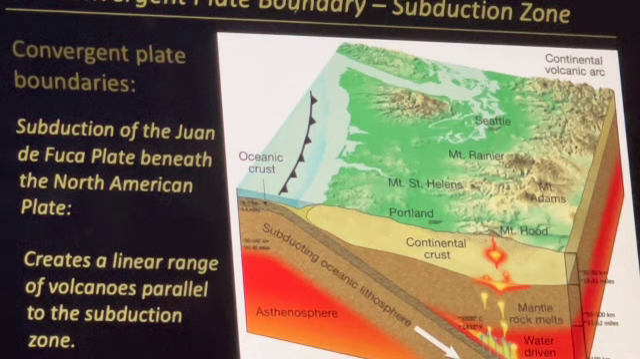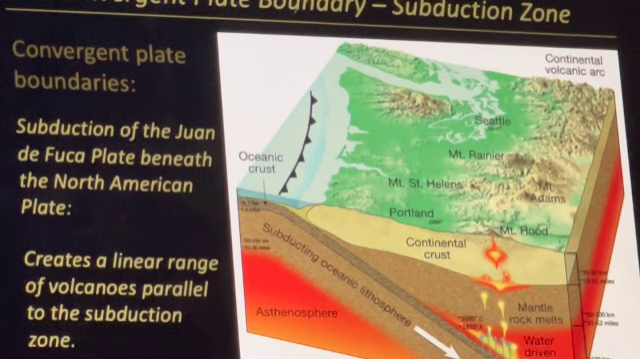In this image and with my hands, it's a two-dimensional picture, but you have to imagine that plate, that Juan de Fuca plate, is coming out towards you. It's a big slab, and it's going towards the screen. So it's not just one place where that plate is touching the North American plate and subducting. It's this whole three-dimensional area.